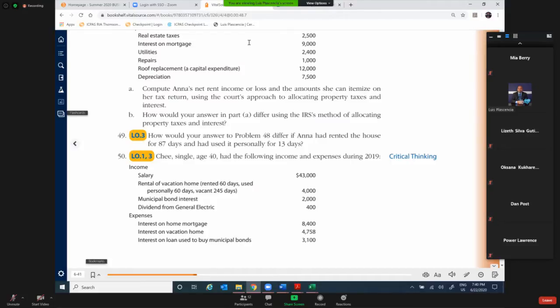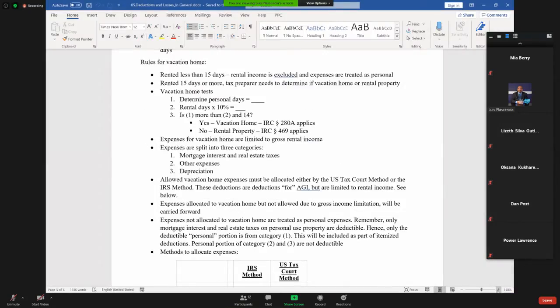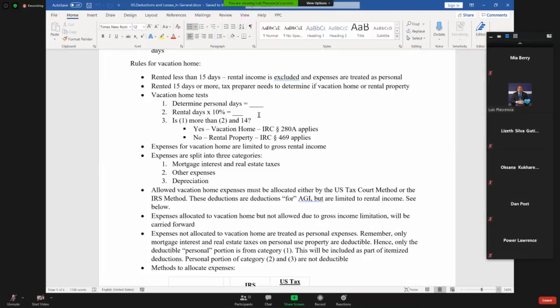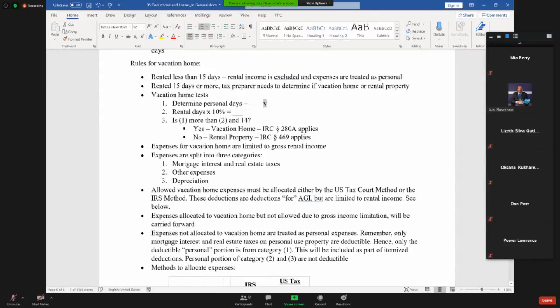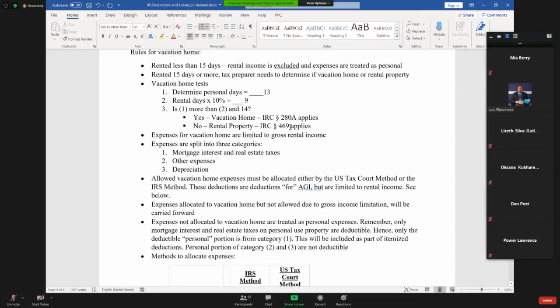This is where I'm going to go back to this table again. I guess this would be a time where this type of table would be useful. Right here I said determine the personal days. So what's the personal days in this case? 13, right? Let me go back to the problem. 87. 10% of 87 is 9, right?